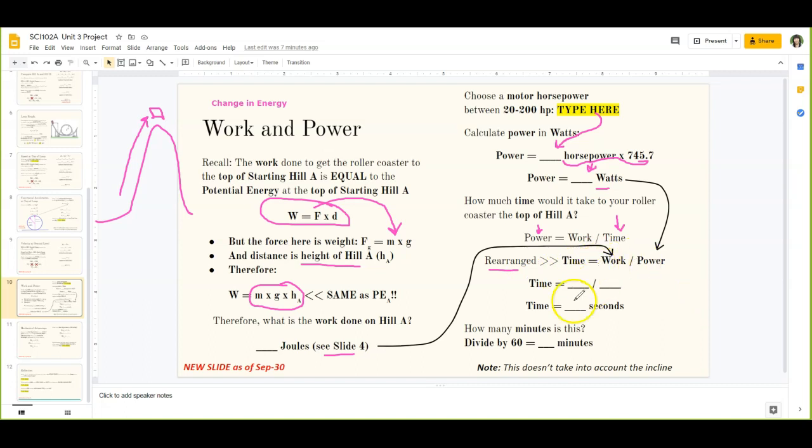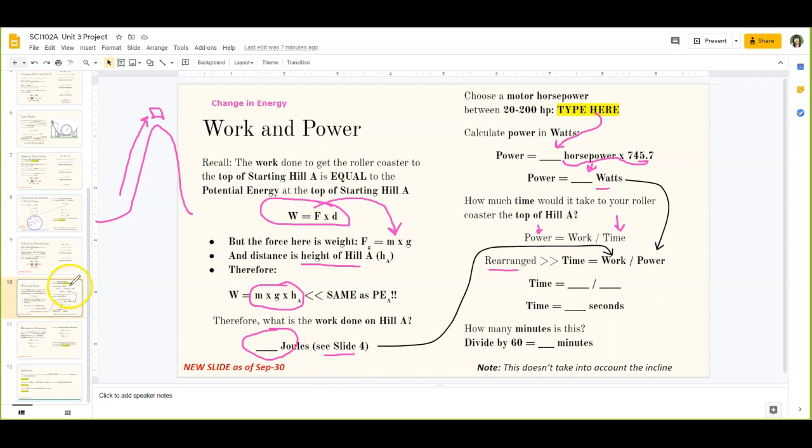So we can actually take this equation, rearrange it, and figure out how long it is going to take to get our roller coaster to the top of the hill. That awful wait time that we're waiting for the motor to get us to the top. So this is going to be from your work. Again, grab this number that was your work. Again, this should be a really big number.